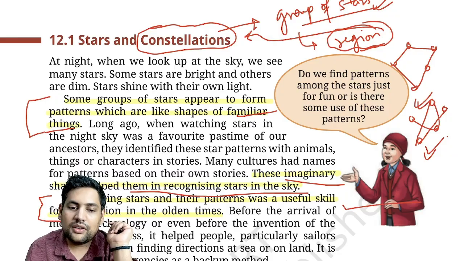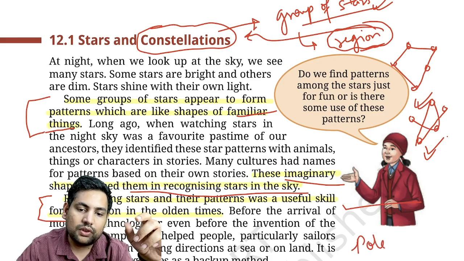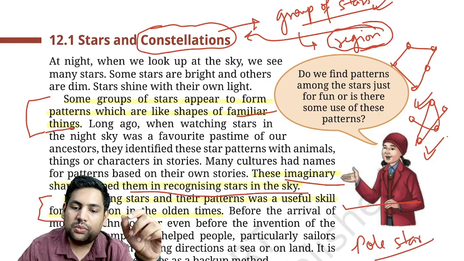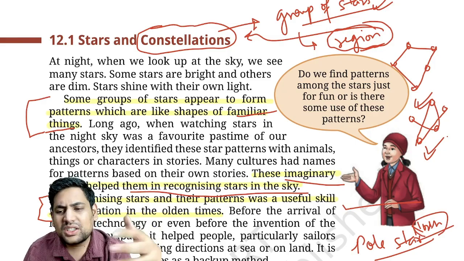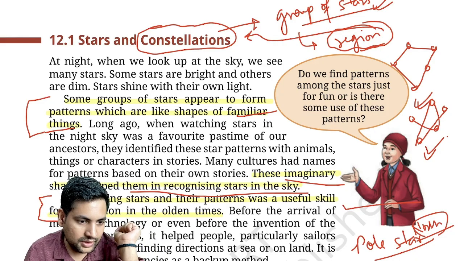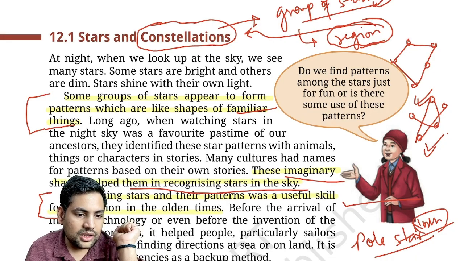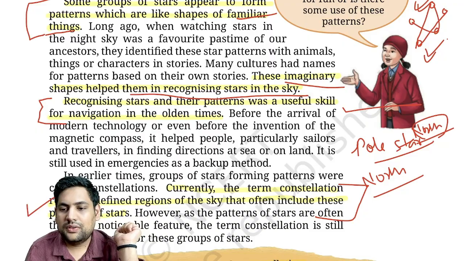Very important. For example, there is something called the pole star that always points towards the north direction, always. Similarly, all these constellations were used in navigation. Now see, currently the term constellation refers to defined regions in the sky that often include these patterns of stars.